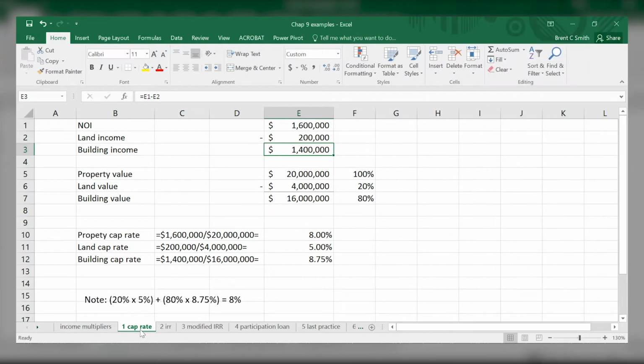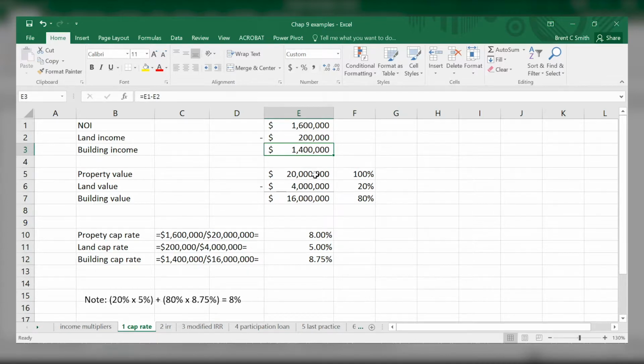So we go to the second worksheet in the Chapter 9 packet. What information did we have? The facility is going to rent, when it's leased up and fully built, for $1.6 million. We already know what the land generates in income. It's $200,000 a year, because that's what the developer is paying the owner of the dirt for the privilege of building the building. So if I just take that land income out, this is the amount of the total income that I can attribute to the building.